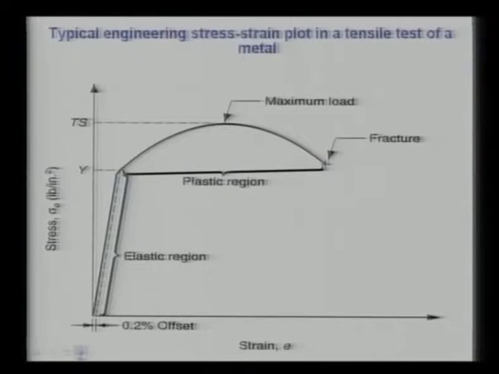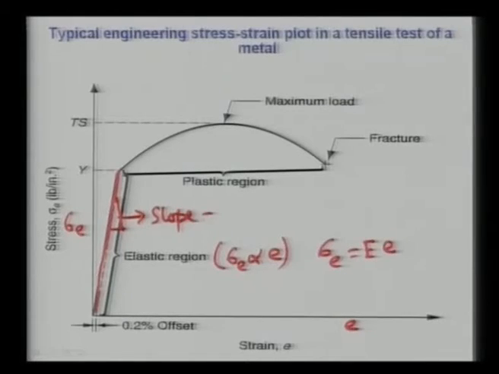Now this is a typical stress strain curve of a ductile metal, and what you see in this typical stress strain curve is that initially you have the elastic region, and in this elastic region, sigma E is the engineering stress and e is the engineering strain. So in this region sigma E is proportional to small e, and this proportionality constant is known as the elastic modulus. Okay. So, from the slope of this curve you can get essentially the elastic modulus of a metal. Okay. So, essentially what does it mean?